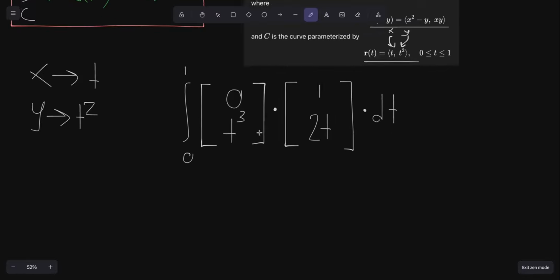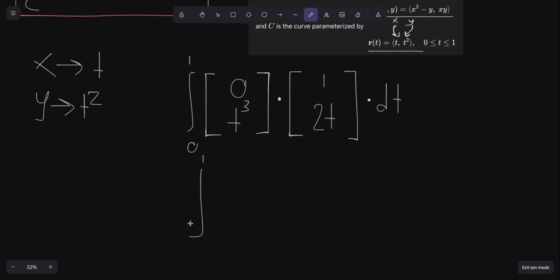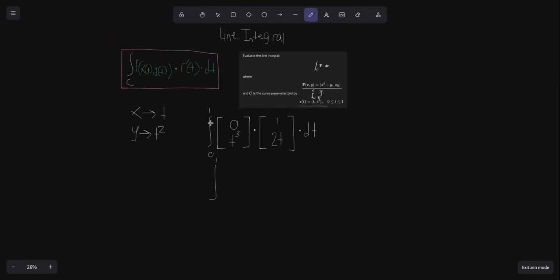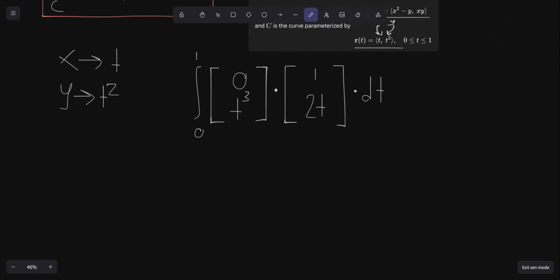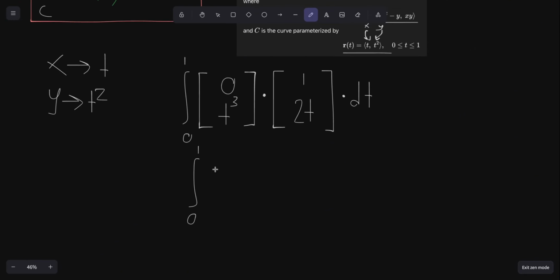Let's do the dot product. This is going to be the integral. And so if we do the dot product, these parts, 0 times 1 is just 0. So you're just going to get 2t to the fourth dt.